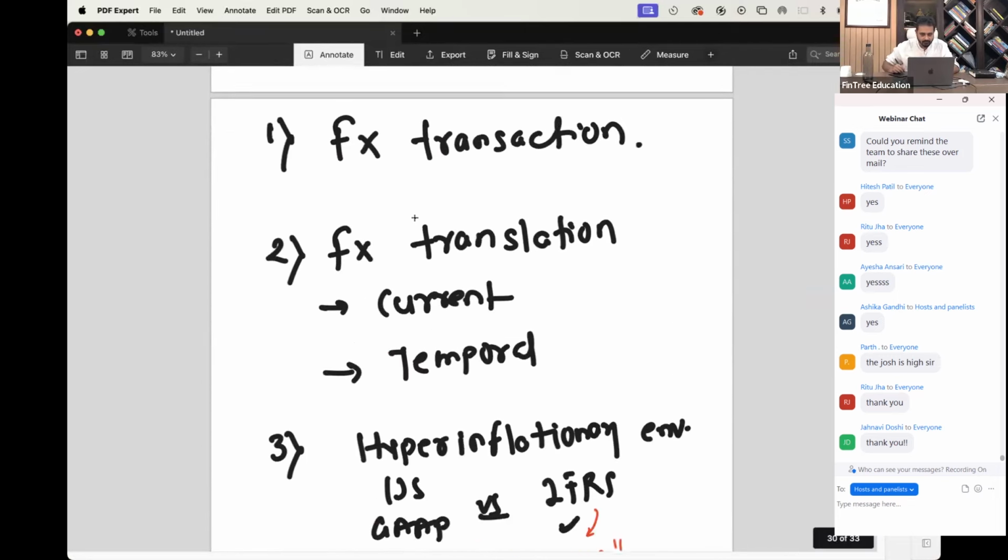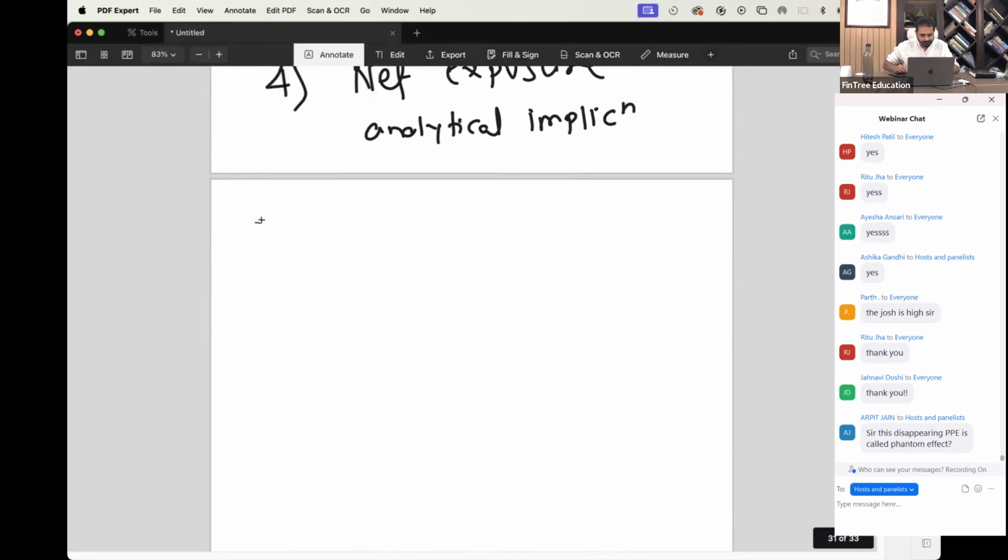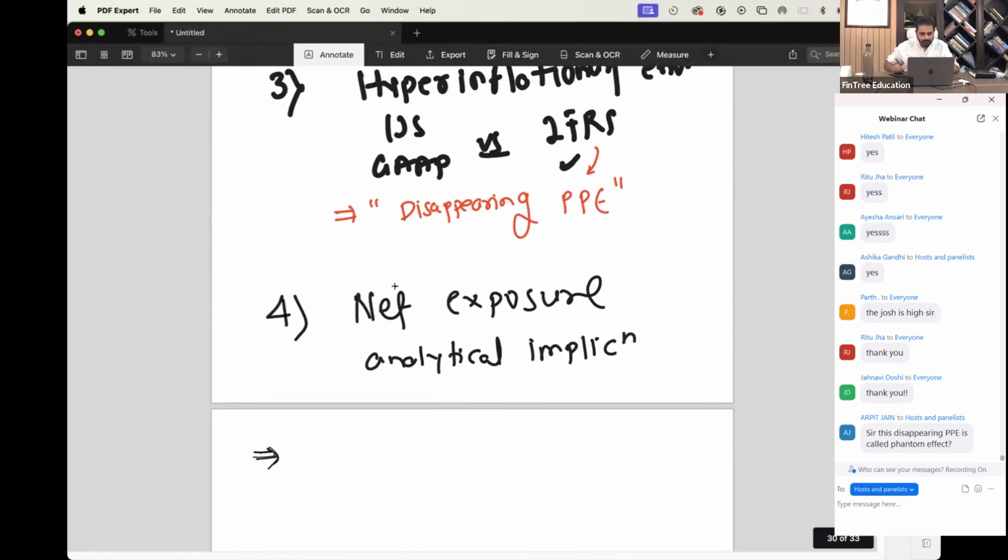Let us start. We will start FX transaction. Very simple. It's not a fun time. It's something else. It will come. Be patient. I think I'll try to wrap up quick now.